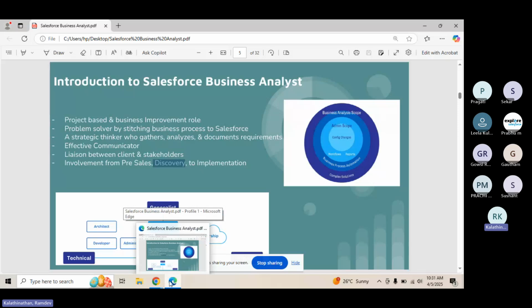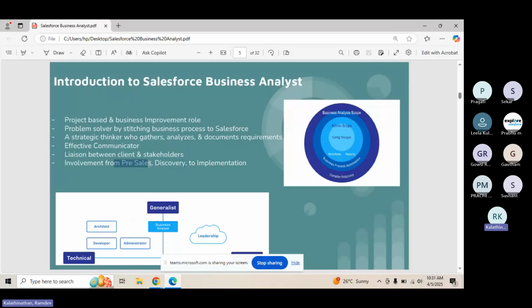So what I meant to say was, in discovery you will actually get into the details of the requirement. At least in pre-sales, you will finalize the modules at a high level, but in discovery, you will have to get into the details, right? So BAs will be involved in both. Typically in corporate companies, you will only be involved in discovery and implementation, right from project initiation to project closure.